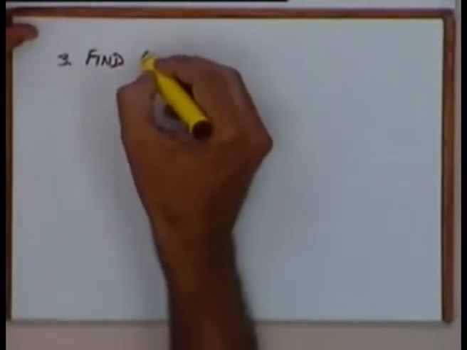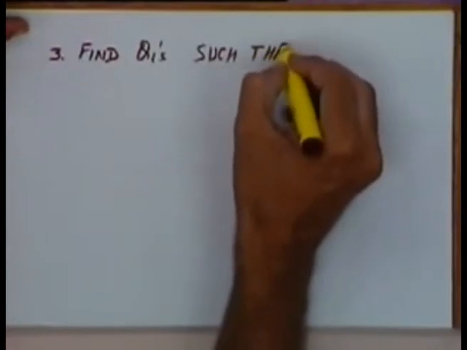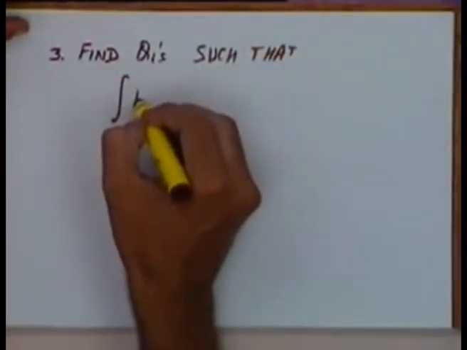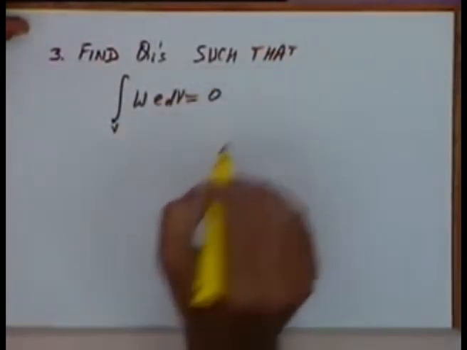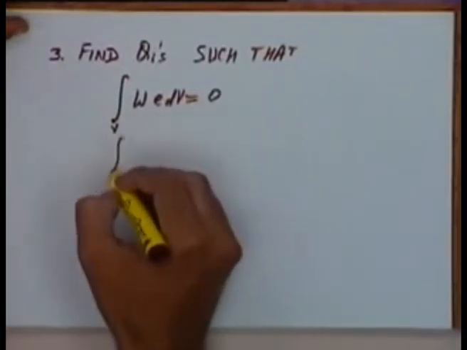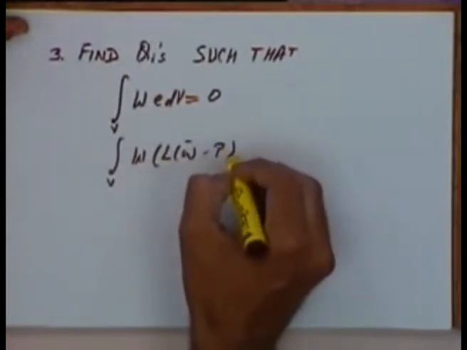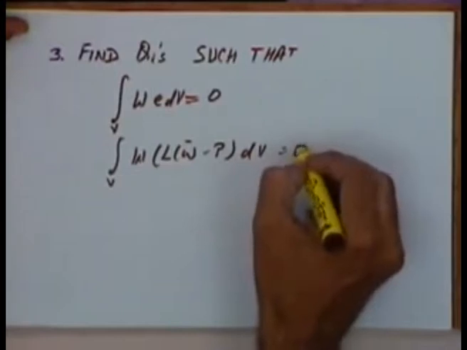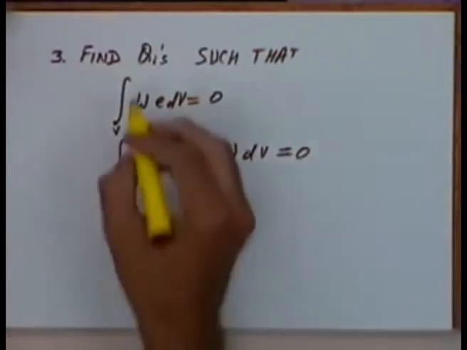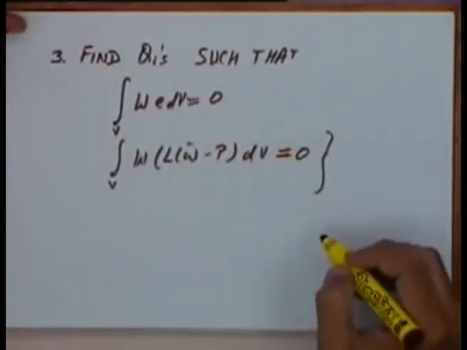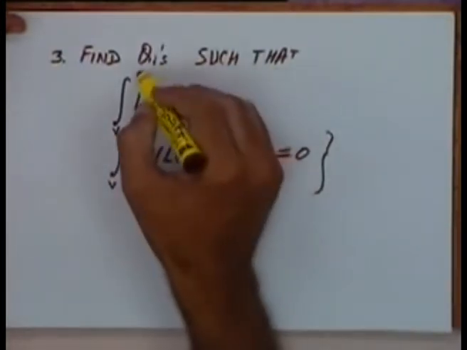So we will find qi's such that the weighted integral of W times E dV over the volume is equal to 0. Or this is the same as the integral of W times (L of u bar minus P) dV equal to 0. So we will find qi subject to this condition. This condition will give us a set of equations which we will try to solve so as to get the qi's.